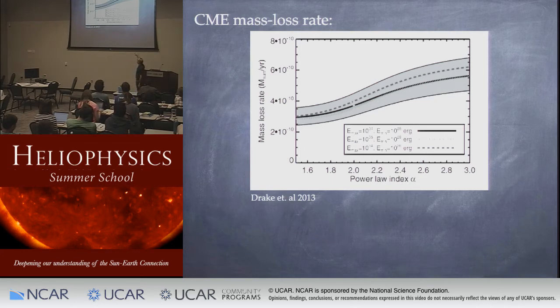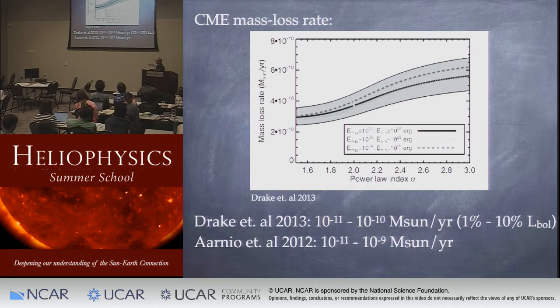And you can see that the mass loss rates are very high. Drake et al. obtained mass loss rates that are between 10 to the minus 11 and 10 to the minus 10 solar mass per year. This is really high, 1,000 to 10,000 times the solar value. And similar values were obtained by Odert.